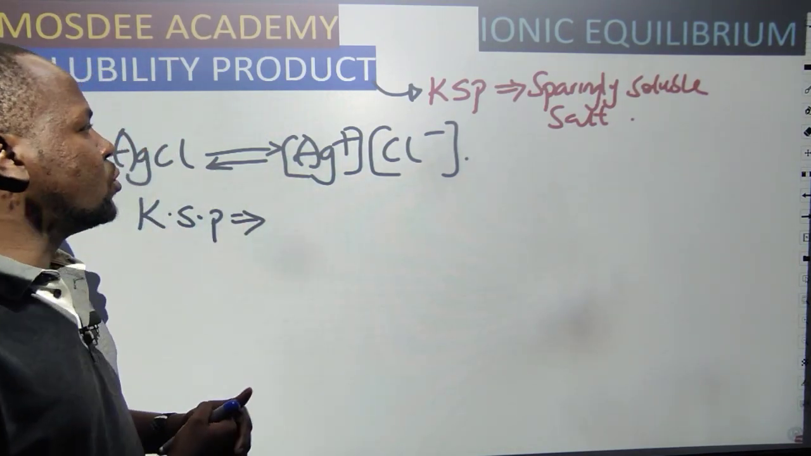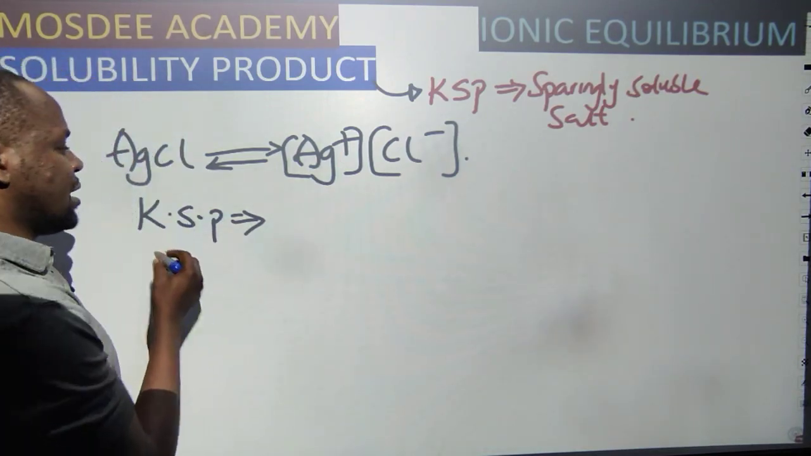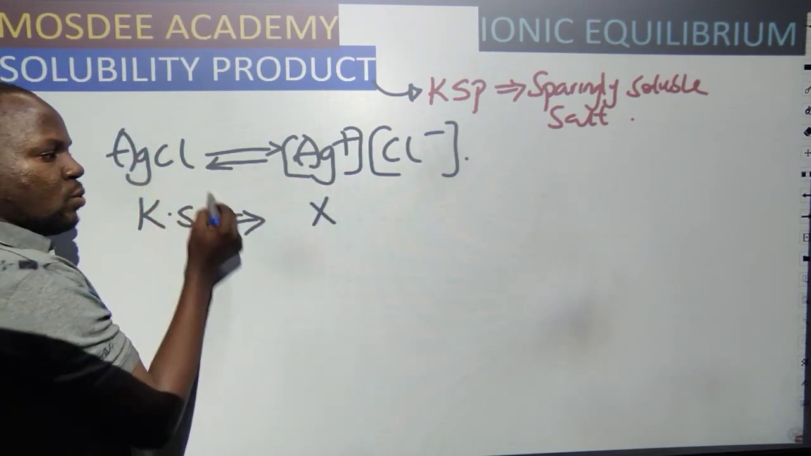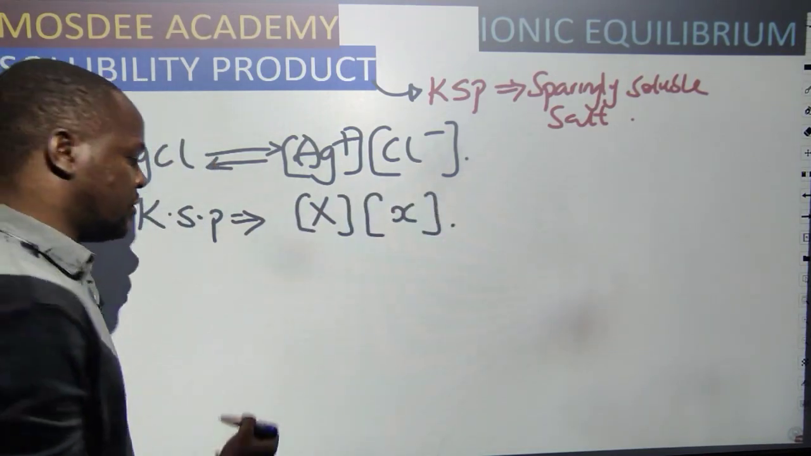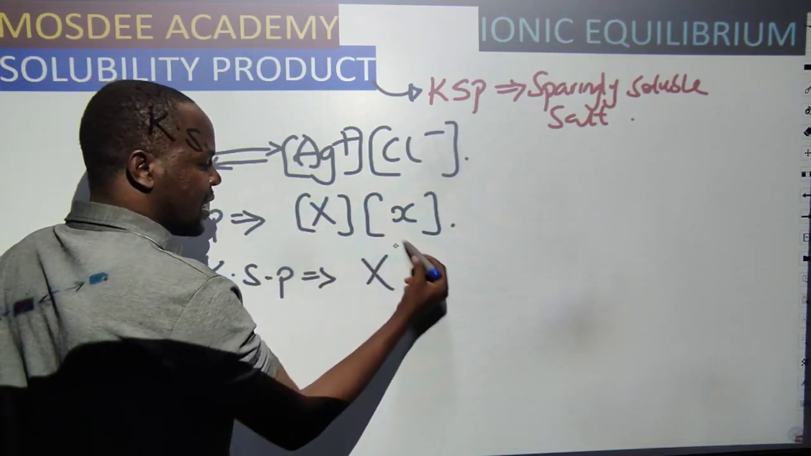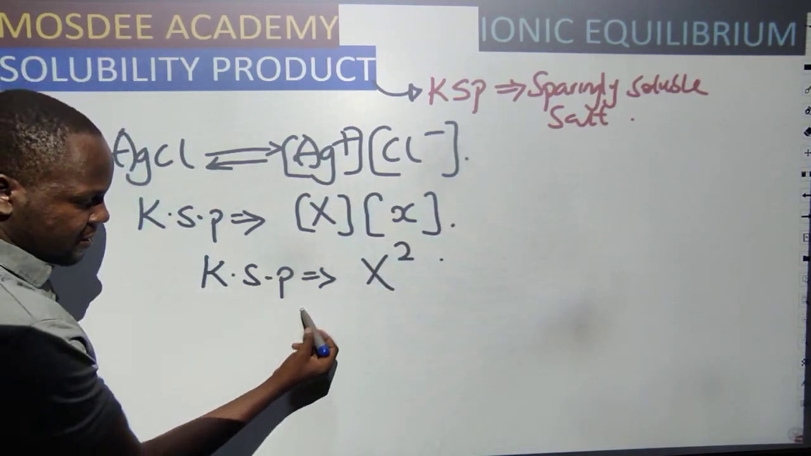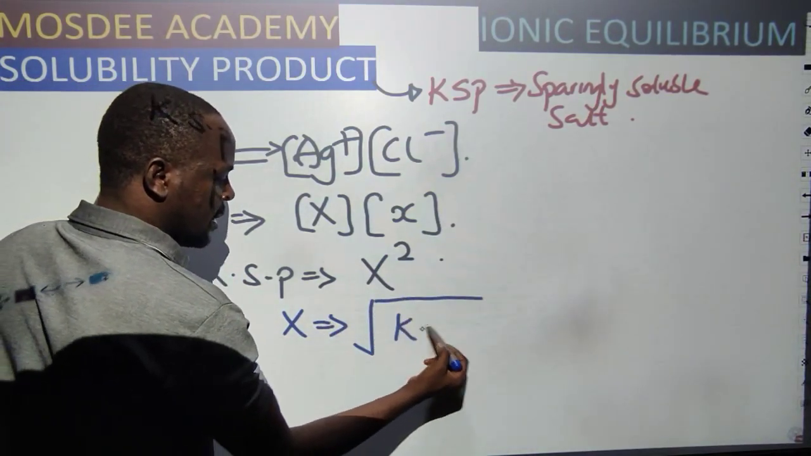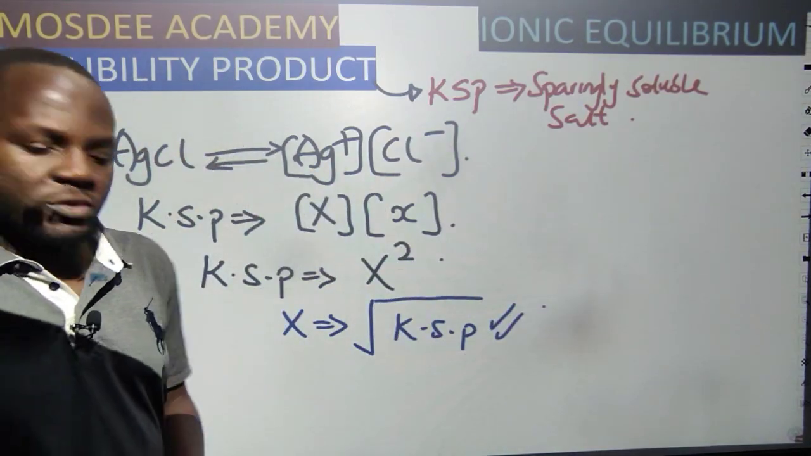Now, if you want to write active masses, this is where most students make mistakes. If you want to get the KSP of this one, we let this be X, because this is 1 mole, this is 1 mole, and this is also 1 mole. That is X, the concentration of each of them. So the KSP is X times X, which is X squared. So the concentration of X will be the square root of the KSP, in this particular solution.